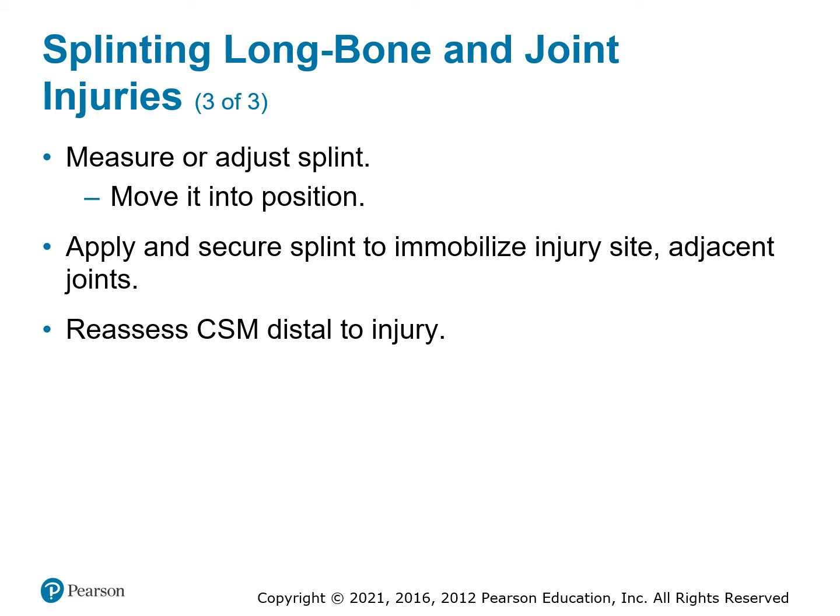You're going to want to measure. There are going to be different size splints that you can use, so make sure to measure, use the appropriate splint or adjust it if it's adjustable so that it can properly hold the affected area into position. And then you're going to want to apply and secure the splint to the immobilized injury site and then adjacent joints. So like we talked about before, the joint above, the joint below the injured site. And then once you have the splint in place, again, check that PMS, or the circulation, sensation, motor, distal to the injury. Make sure that you have it properly in place.